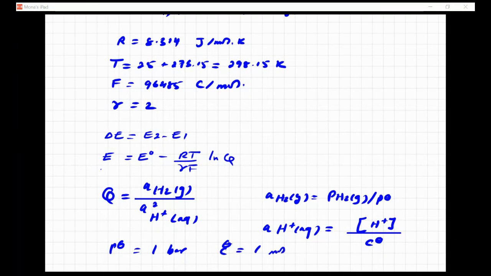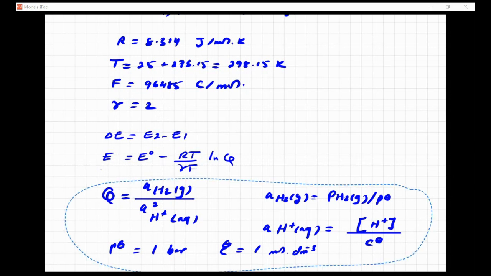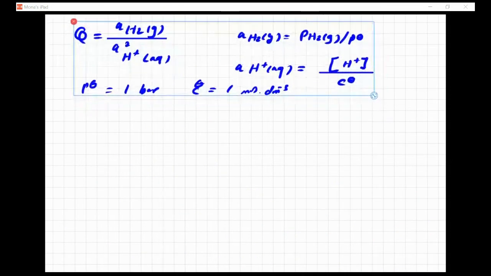1 mole per decimeter cube. You should not worry about that now. Anyway, what do we have to do? Let's go and do something here. I need to use these again. So I will have them here.